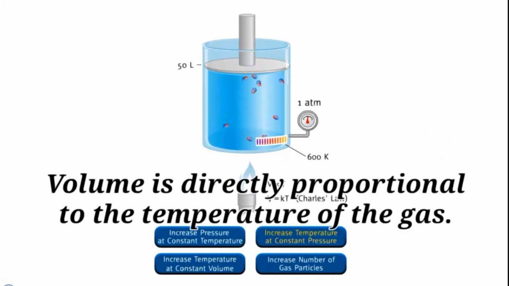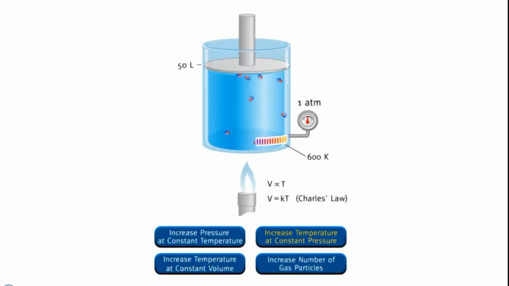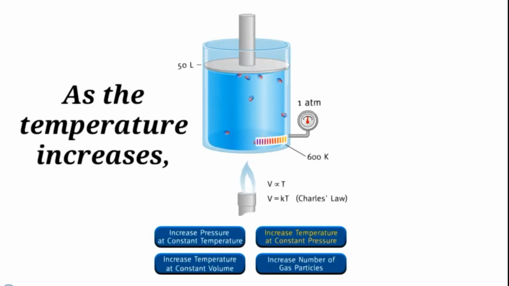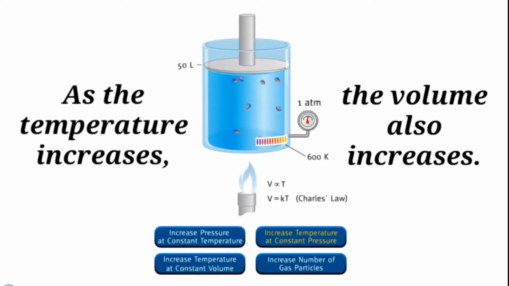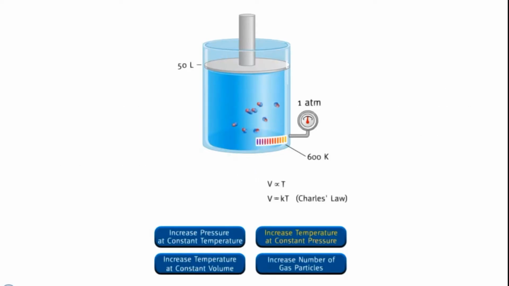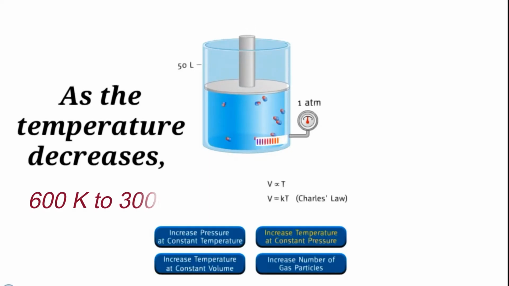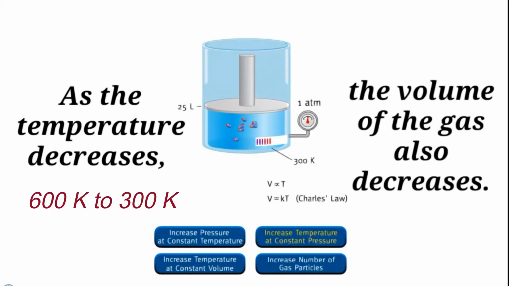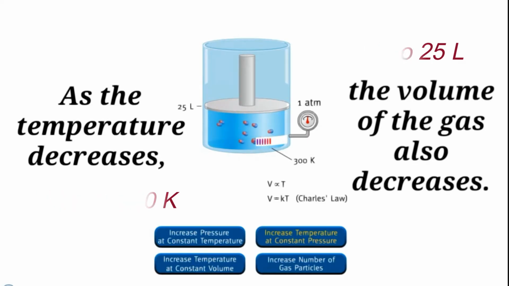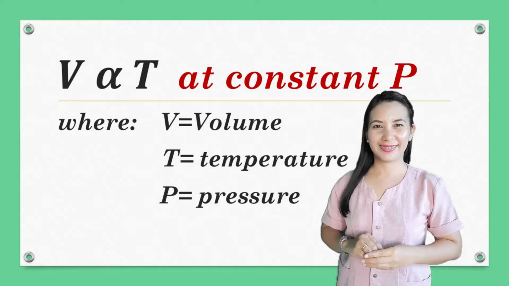Therefore, volume is directly proportional to the temperature of the gas. This means that as the temperature increases, the volume also increases. On the other hand, as the temperature decreases from 600 Kelvin to 300 Kelvin, you can see that the volume of the gas also decreases from 50 liters to 25 liters. This means that as the temperature decreases, the volume of the gas also decreases.